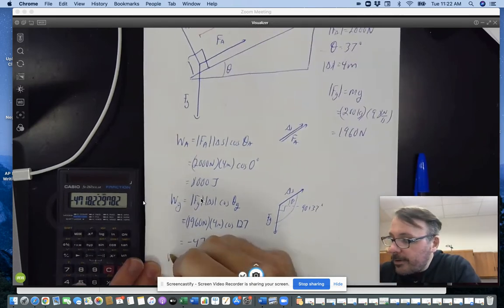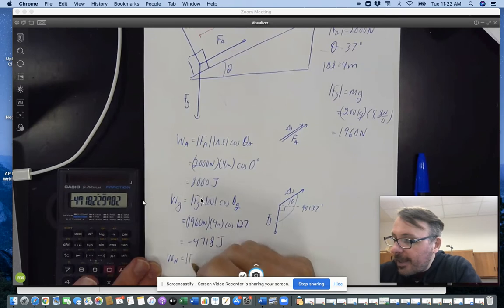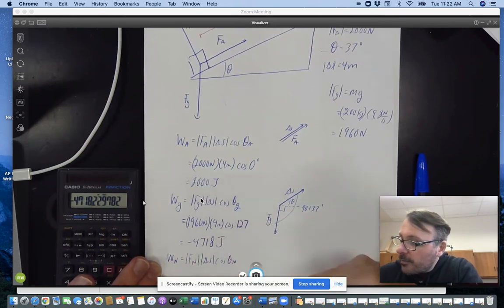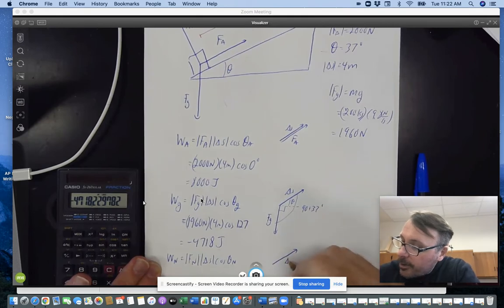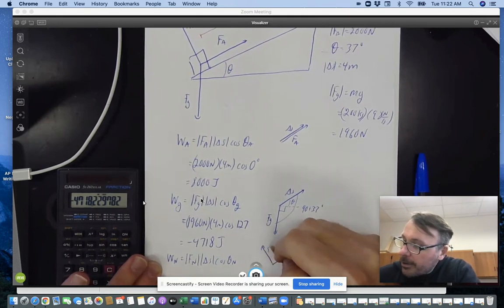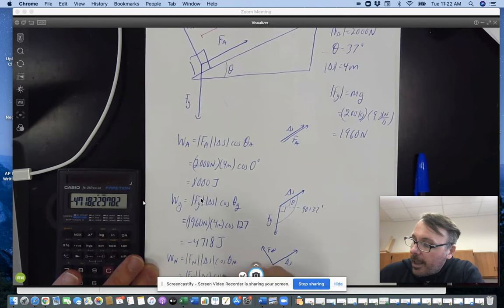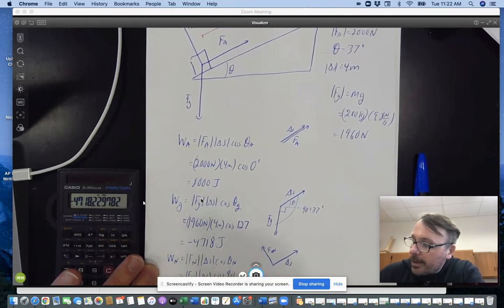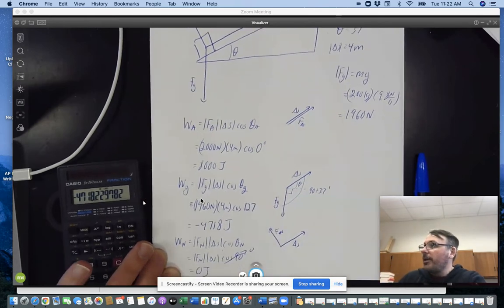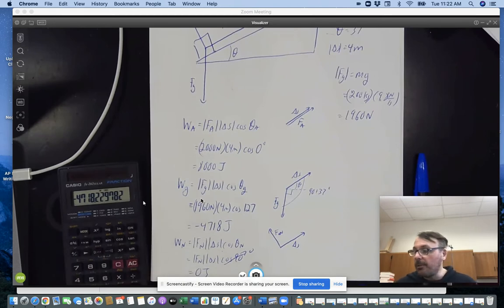Last thing we have here, work done by the normal force: Fn, delta S, cosine of theta n. And if I were to draw my little side diagrams there, clearly we know that theta n is going to be 90. So I'll just do that plug in there. And this becomes 0 because that whole term goes to 0. So there we go. Nice and simple there.